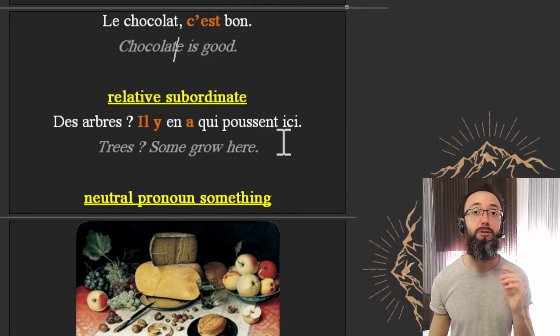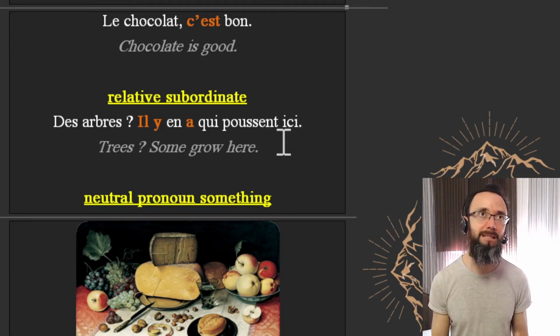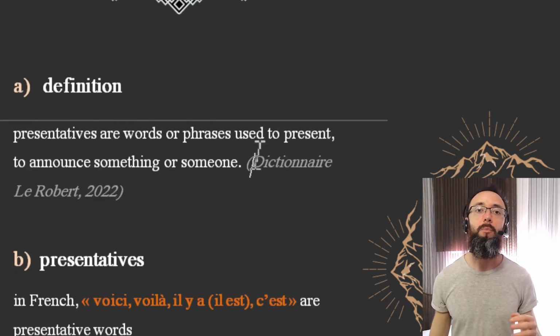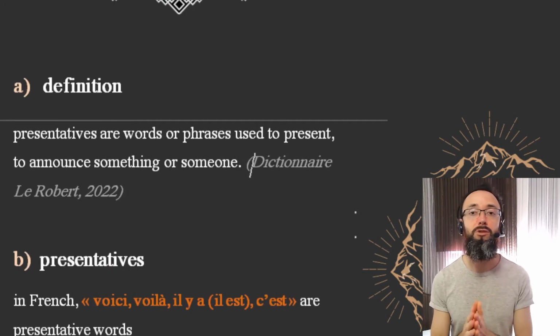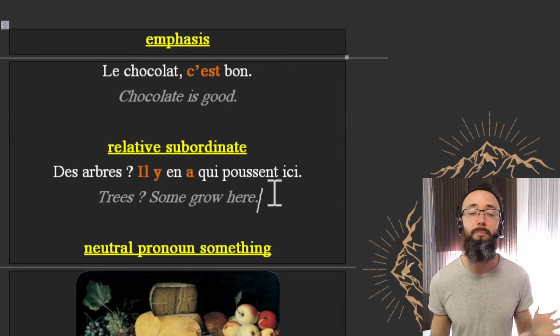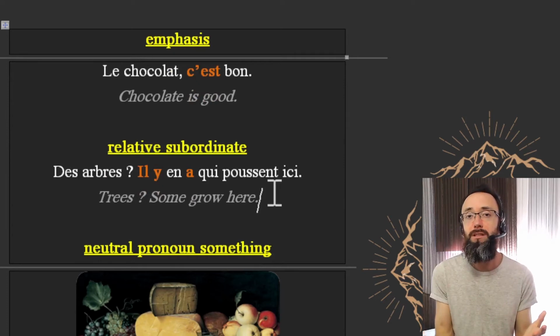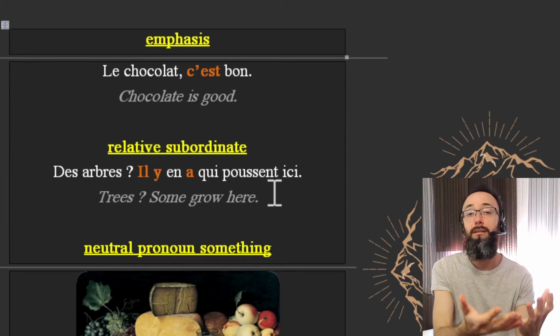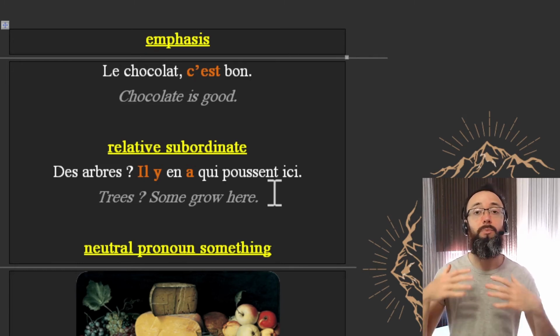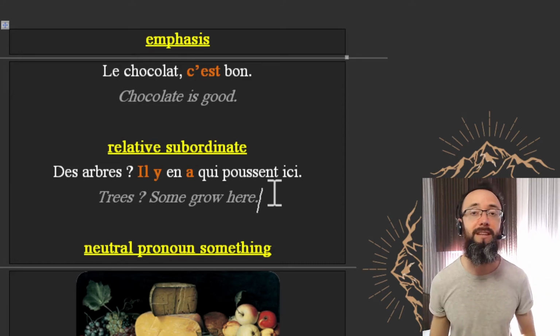So it is very important that you know them and that you learn how to think in French when you present something. And we have the definition up here. Let's rewind a little bit. Presentatives are words or phrases used to present, to announce something or someone. And in that situation, you may ask yourself, am I presenting something? Well, obviously, you're presenting the fact that there are trees that were not really registered by the person you were having a conversation with. And this is why you present the trees. And in French, you need to use a presentative in that situation.